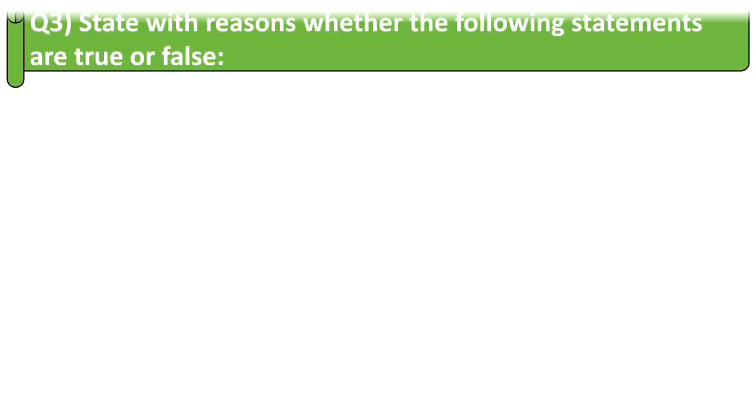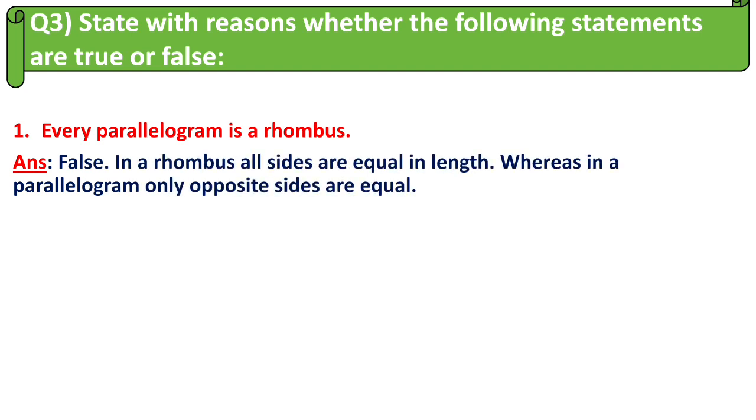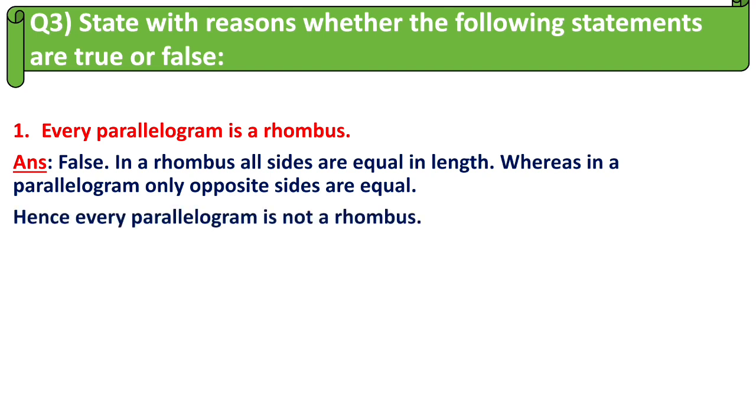Now the third one is given: state with reason whether the following statements are true or false. Whether it is true, then also we have to give the reason. Whether it is false, then also we have to give the reason. The first one, every parallelogram is a rhombus. What will we write? False. In a rhombus, all sides are equal in length, whereas in a parallelogram, only opposite sides are equal. Therefore, the given statement is false. Hence, every parallelogram is not a rhombus.